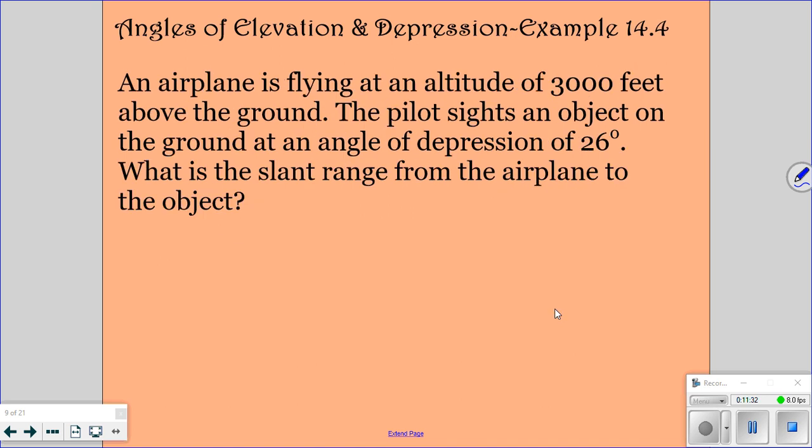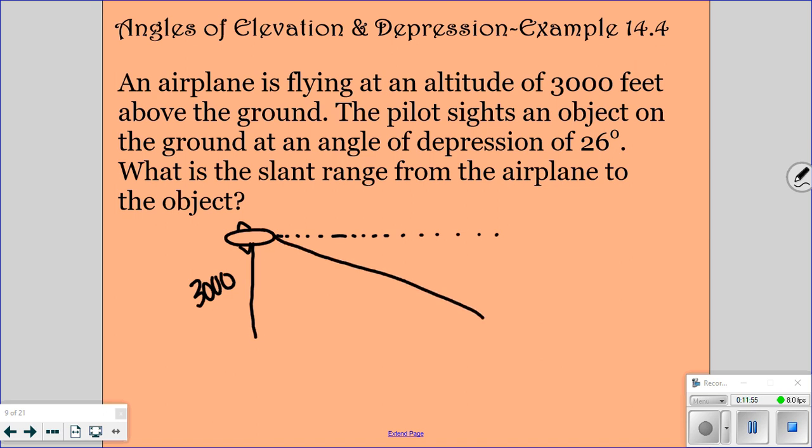We're going to look at another one with an airplane. So again, I draw a picture, and here's my airplane. It's a lovely airplane, I know. We have an altitude of 3,000 feet, and we have an angle of depression of 26 degrees. So when we go down, this angle here is 26 degrees. What is the slant range from the airplane to whatever object we have?